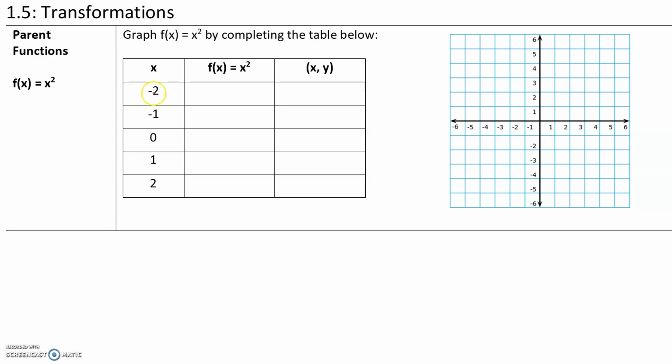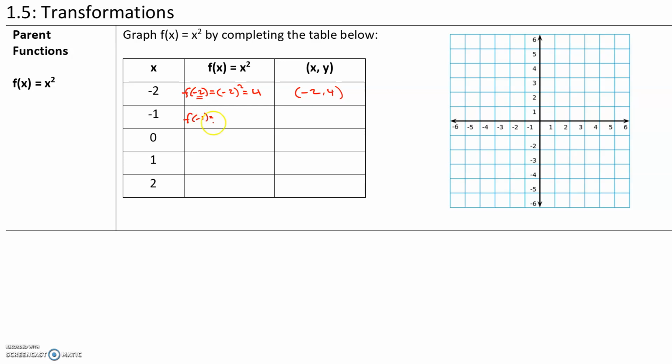So we have our inputs as -2, -1, 0, 1, and 2. We're going to plug them into the function to get the outputs, and then we're going to graph it. So if x equals -2, then we want to find out what is f of -2. Remember, we always take the input, replace it with the x. So -2 squared is 4. So our first point is -2, 4.